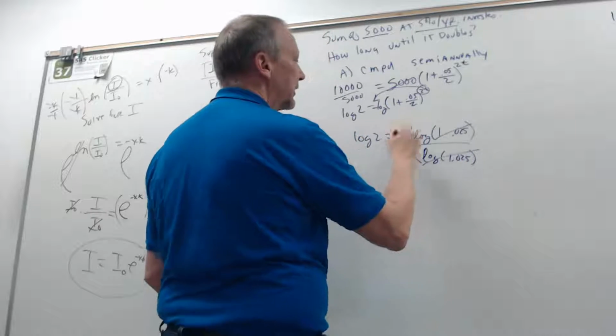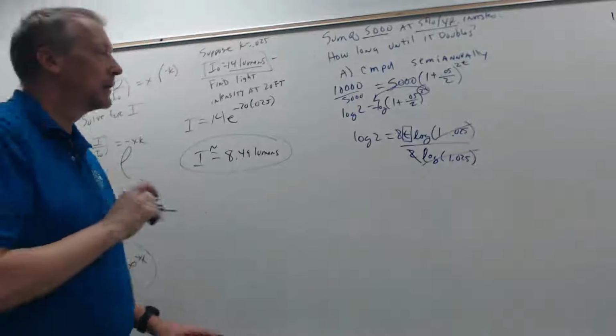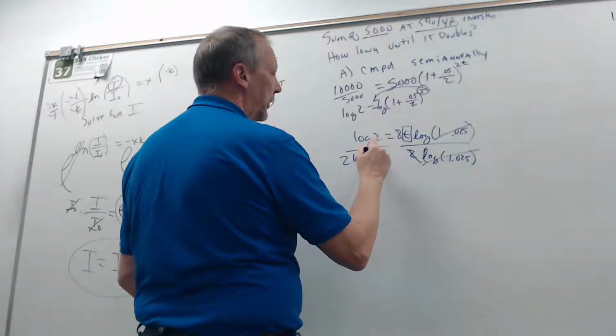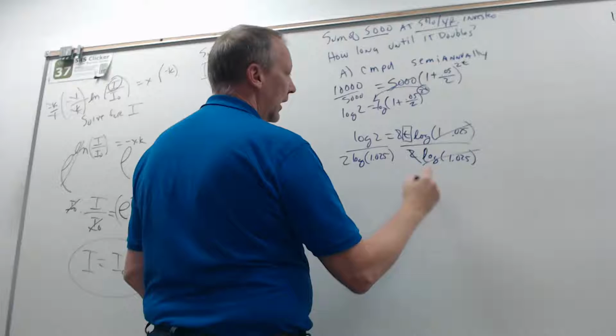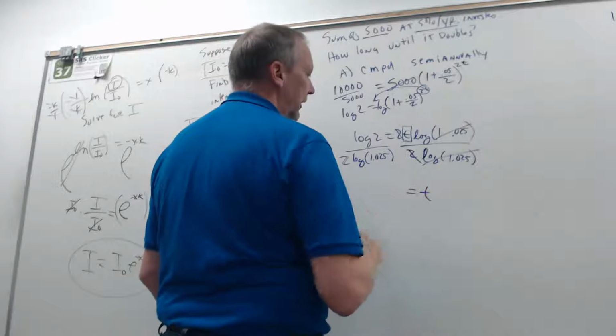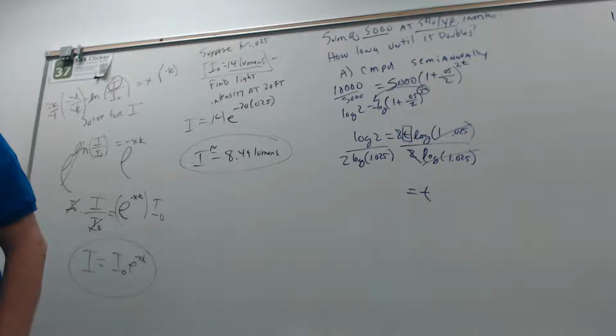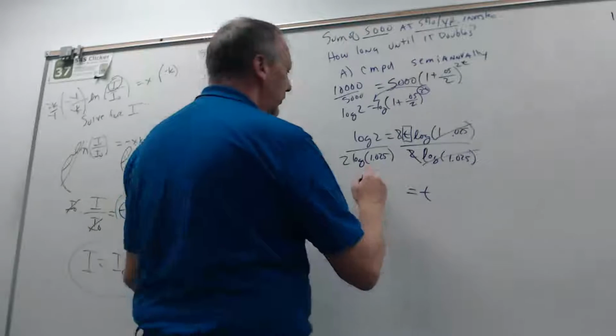Okay, so we're only left with a t here, correct? Yeah. So that means I'm going to divide by 2 times the log of 1.025. Okay, cool. So you can do all that, and as everybody knows, that equals 14.04 years.